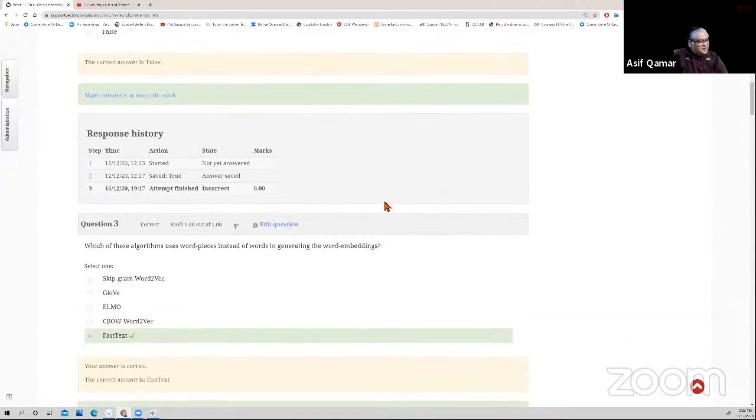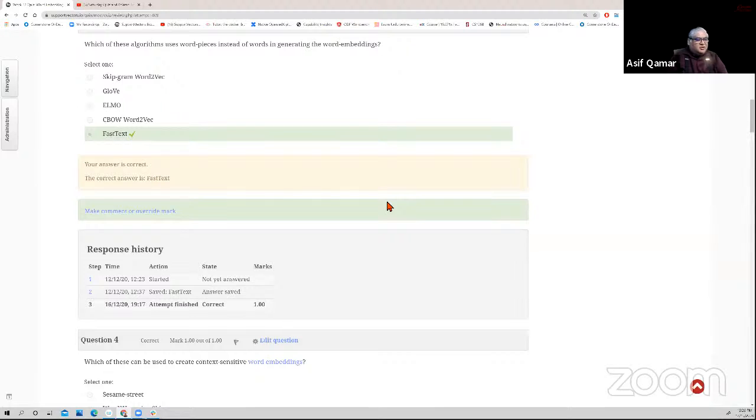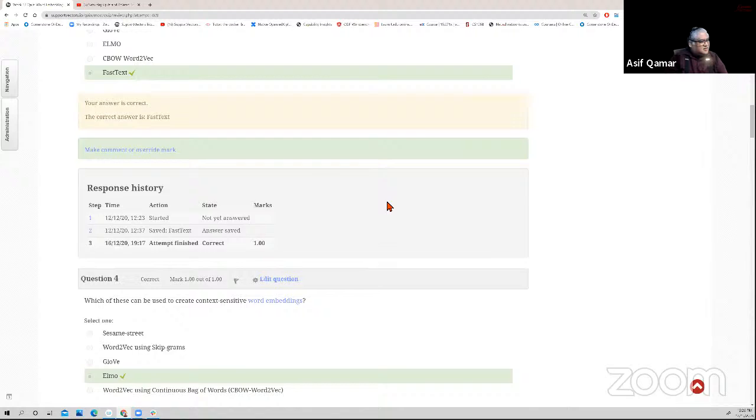So moving forward, which of these algorithms uses word pieces instead of words in generating the word embeddings? So this is a matter of knowing. Remember, this is just going back to the lecture notes and seeing what I said. FastText, the way it differs from word2vec is it's nothing but word2vec, except that you don't use words, you use word pieces. That is a distinguishing feature. Next question, did I already cover 3?